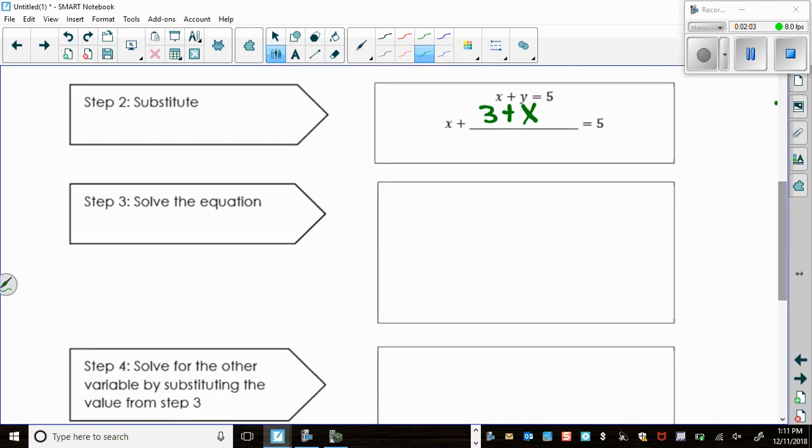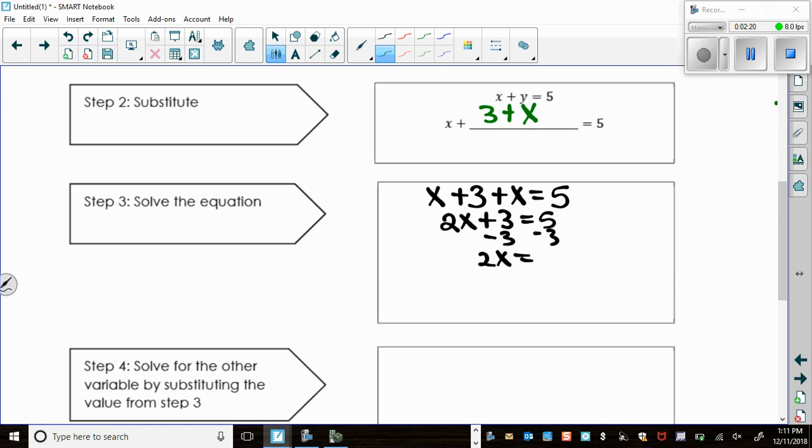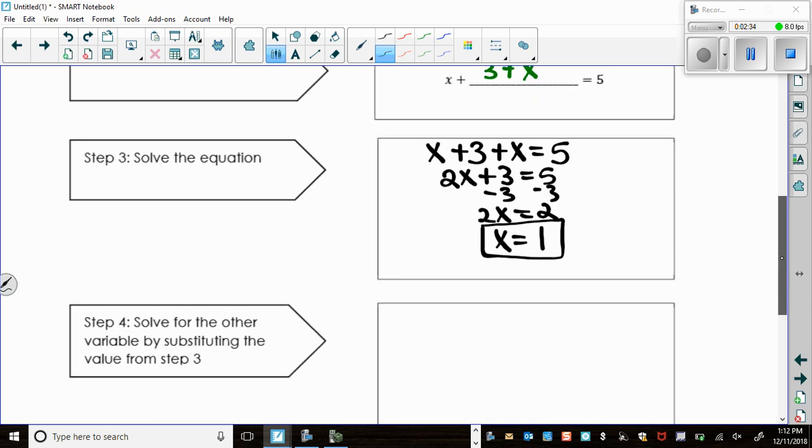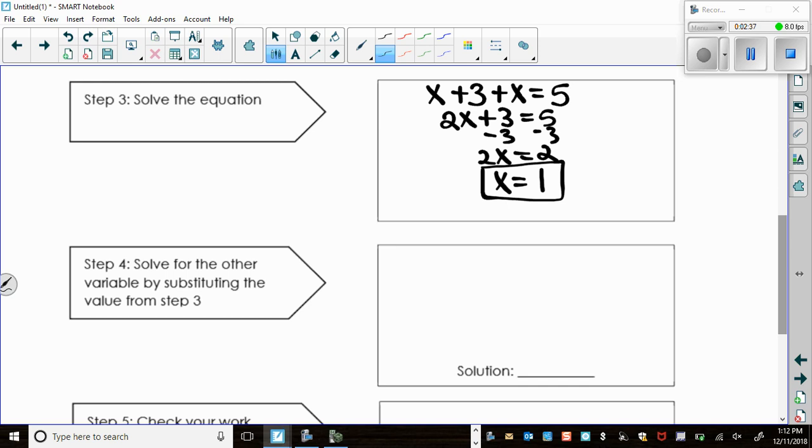So here I go. I'm going to copy down x plus 3 plus x equals 5. And I'm going to combine my terms. And I'll get my final answer of what x equals. So x equals 1. Just like when we learned about the elimination method, when you find one of your variables, you want to substitute it into the other equation, any of the original ones, to get the second value. So step 4, solve for the other variable by substituting the value from step 3.